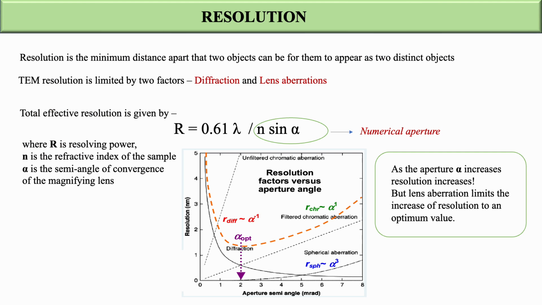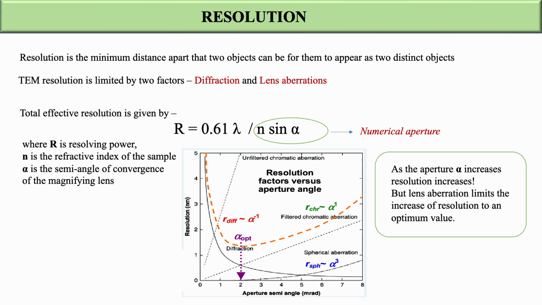So resolution is the ability of TEM to distinguish two closely spaced objects as separate entities. It is limited by two factors: diffraction can limit resolution, and aberrations like chromatic and spherical aberrations can definitely limit the resolution. So this is a formula for resolving power.